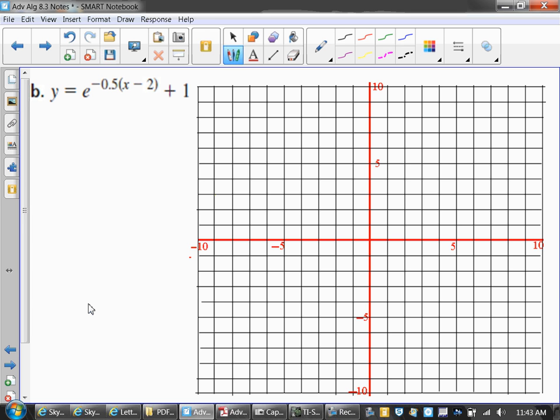What do you think your parent function is going to be? E to the -0.5x. Perfect. So first of all, your h is going to be 2, and your k is 1. You guys agree on that? Your asymptote then will be at 1. Your parent function is going to be y equals e to the -0.5x. Plot that first, which means just put it in your calculator.